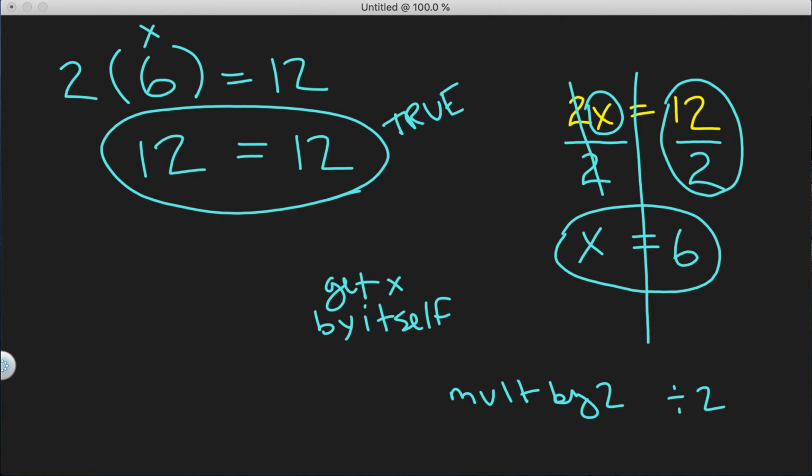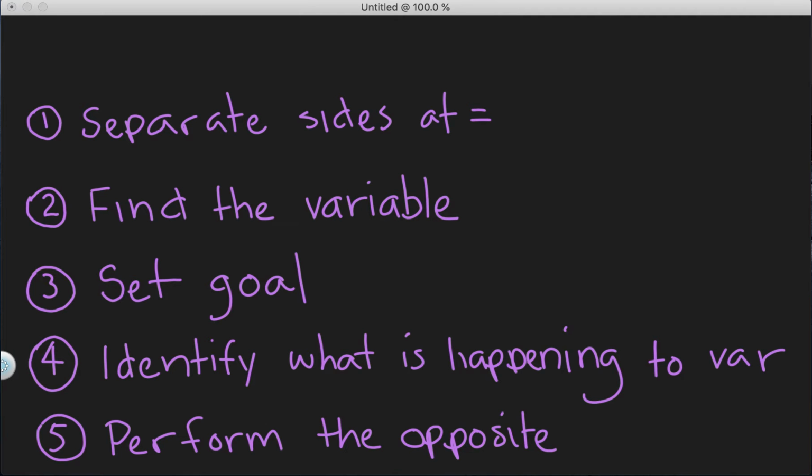Let's look at a few other examples here. So there are our steps. We've got n plus 5 equals 7. We're going to, again, separate the sides at the equal sign. And we do this to make sure that whatever we're doing to one side of the equation, we do to the other. What that does is that ensures that both of the sides remain equivalent. We want to have the value on the left-hand side the same as the value on the right.